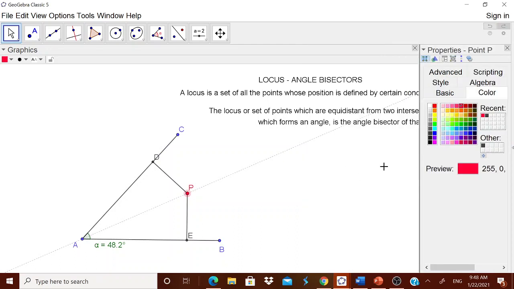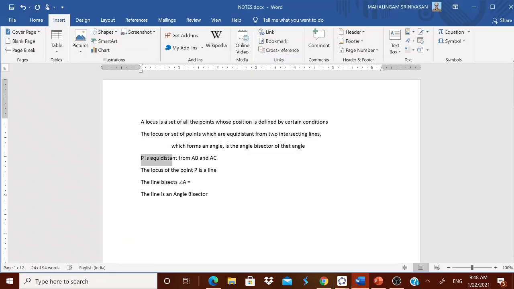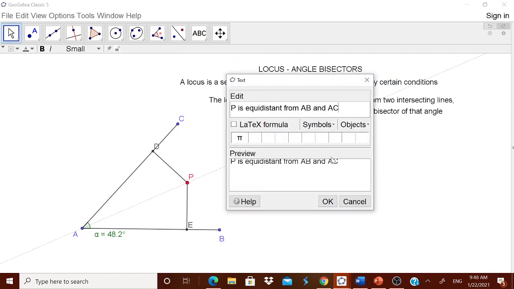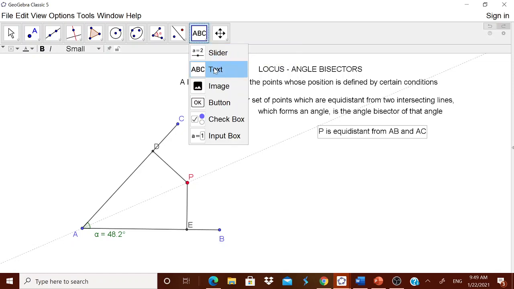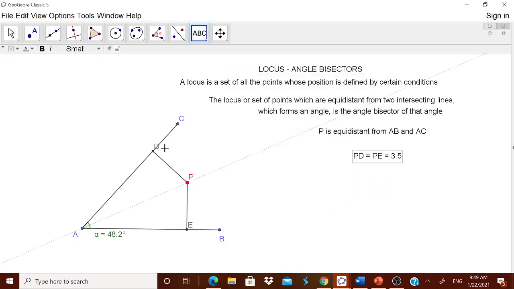Okay, now we want to just explain to the children about this particular P. Therefore, P is equidistant from AB and AC. You have to tell the children. How to tell it? Okay, I'm just making the statement. You have to tell them that PE is equal to PD always. Therefore, go to this text. PD is equal to PE is equal to, I think this is L and M. Therefore, you take either L or M or whatever you want. Okay, L. Okay, 3.5.